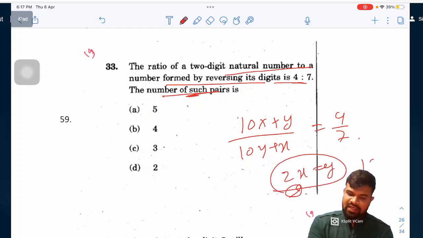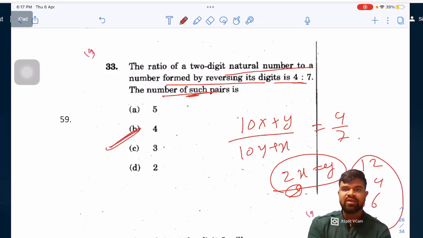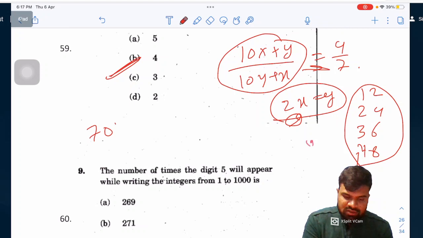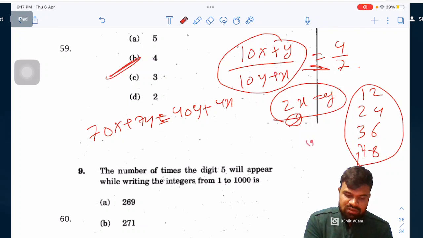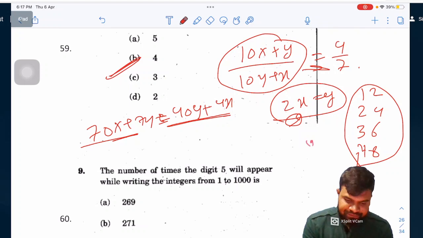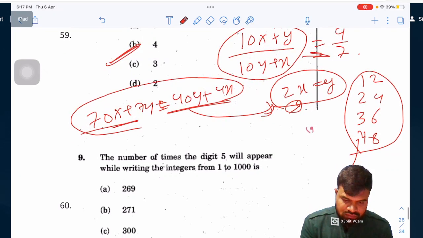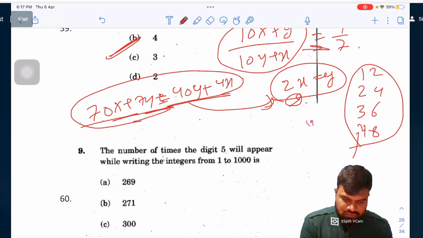So the pairs can be 1 and 2, 2 and 4, 3 and 6, 4 and 8. No more than that, so 4 pairs are possible. I want you to solve it by yourself. If you do it, 70x plus 7y plus 40x plus 40y is equal to 40y plus 4x. So you will find that 66x is equal to 33y, and 2x is equal to y.